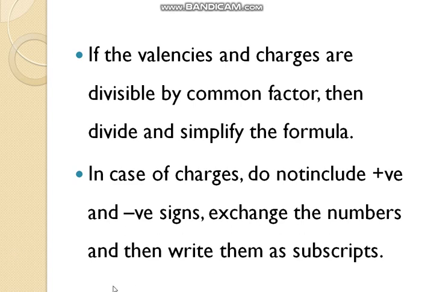Exchange the numbers and then write them as subscripts. In case of charges, do not include positive and negative signs. These are the rules to be followed while writing the molecular formula of a compound.